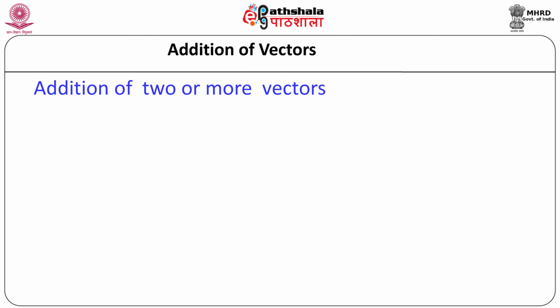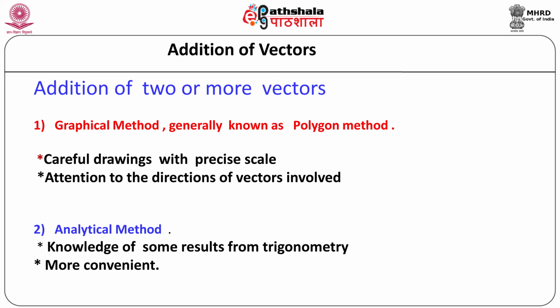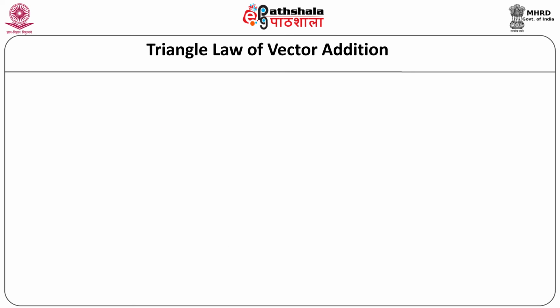For addition of two or more vectors, two approaches, namely graphical and analytical, can be followed. In graphical method, generally known as polygon method, attention must be given to careful drawing with precise scale and the directions of vectors involved. In analytical method, which is more convenient, knowledge of some results from trigonometry is a prerequisite. Let us discuss what is known as triangle law of vector addition.